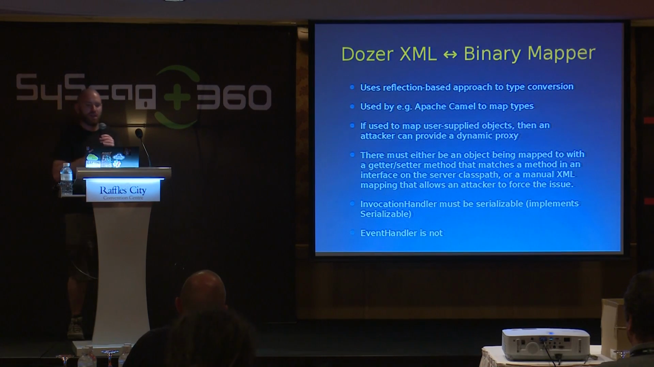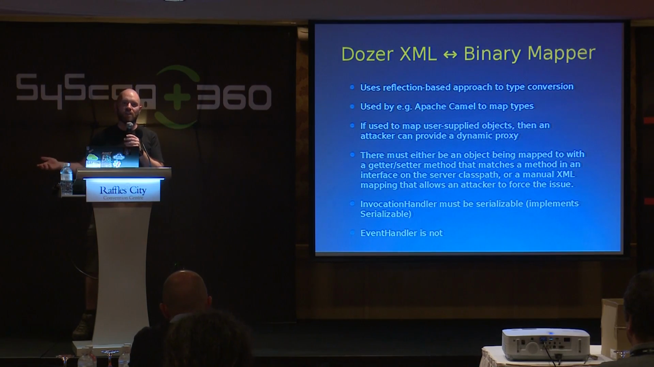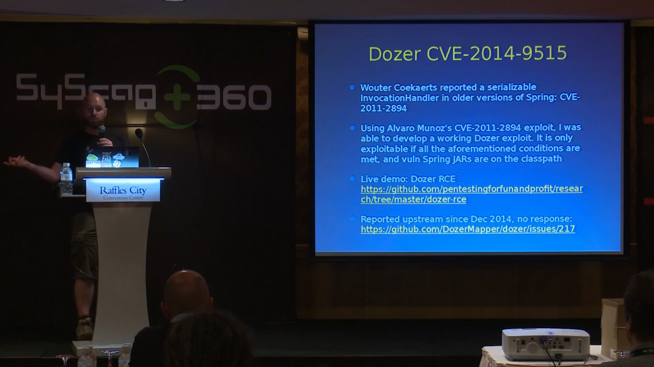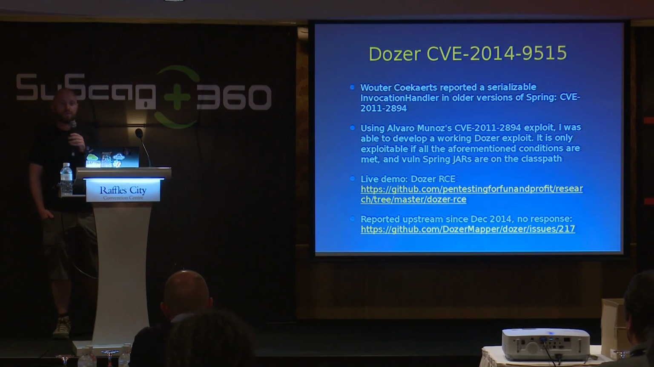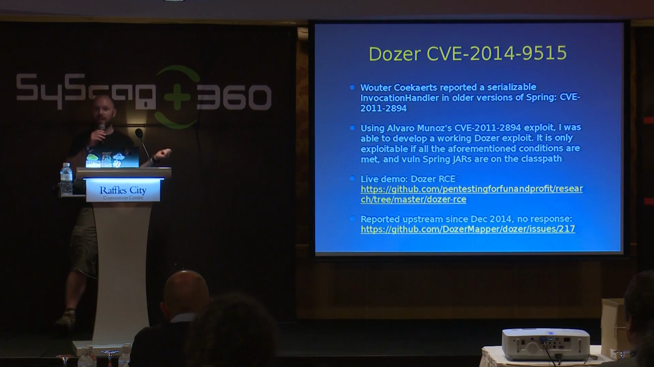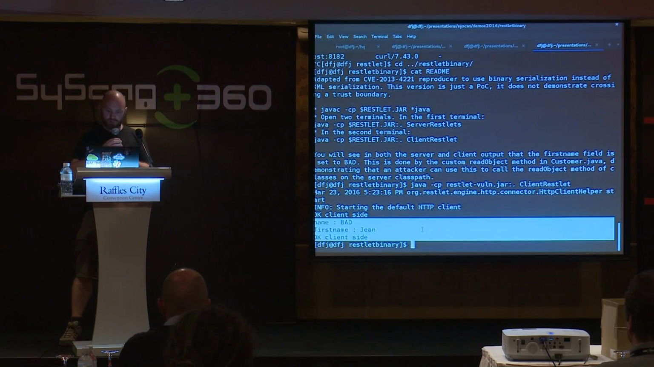That's too hard. But in the end, what I was looking for was another universal InvocationHandler vector that could be used here. And I went right back to Wouter's original exploit and said, well, you know, that could quite feasibly be used to demonstrate this issue, and in fact it did demonstrate this issue. I took Alvaro's implementation of that exploit, ported it to work with Dozer, and then in the end was able to achieve RCE. So that I will also give you a demo of.